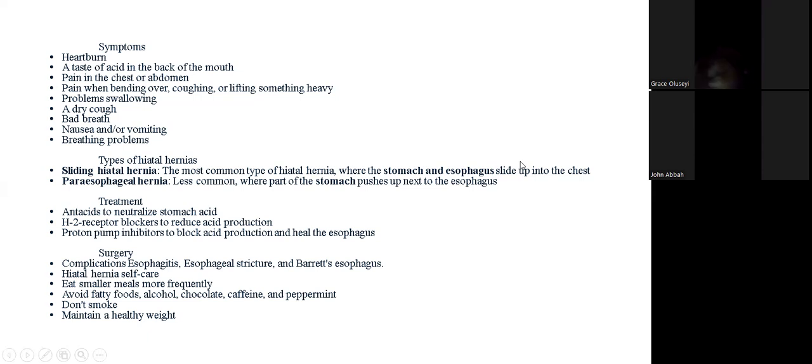Now, the difference between sliding hiatal hernia and paraesophageal hernia is that for paraesophageal hernia, it's only the stomach that pushes up the diaphragm. While for the other one, it's both the stomach and the esophagus that push up. So that's how the medical personnel differentiate between the two.